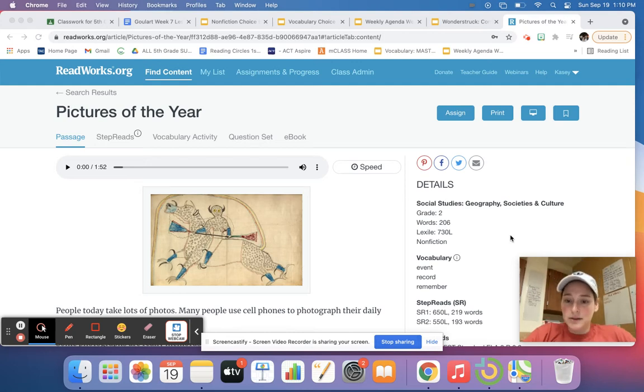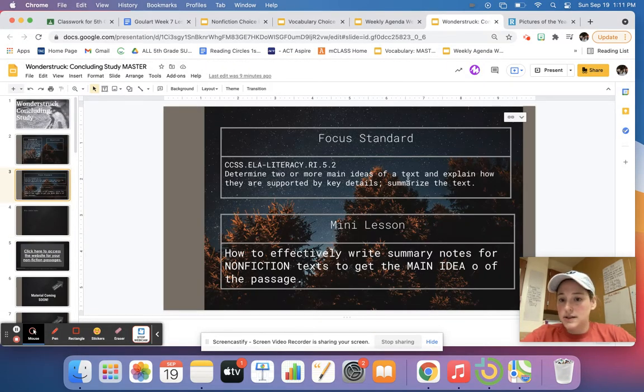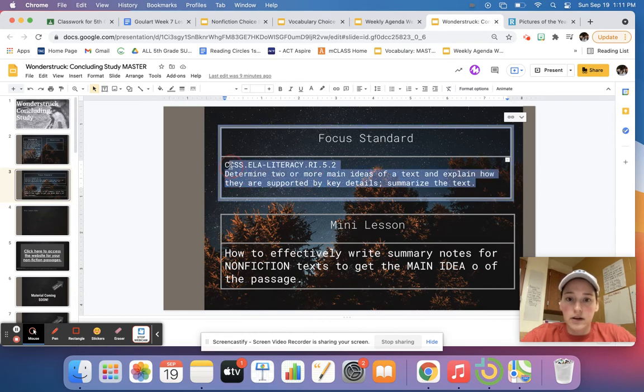Okay, today we are doing a mini lesson, if you are at home, that is about main idea. On our weekly Wonderstruck, we've got our focus standard this week, which is going to be RI, which is Reading Informational Text 5.2. Determine two or more main ideas of a text and explain how they're supported by key details. Summarize the text is another one. We've got summarizing down pretty well. With every single thing that we read this year, we were going to summarize.